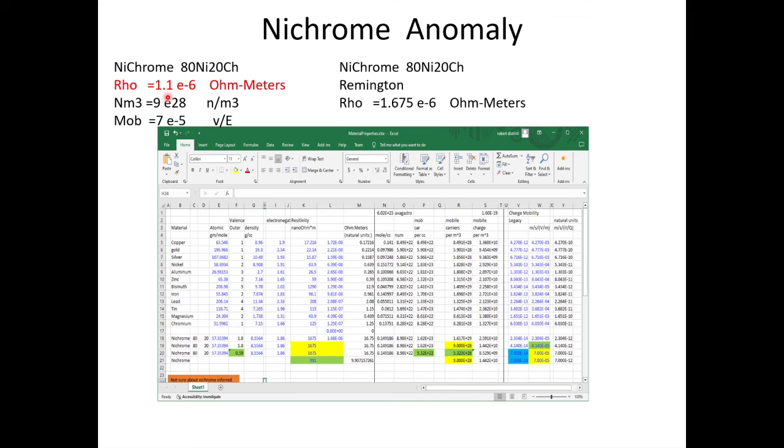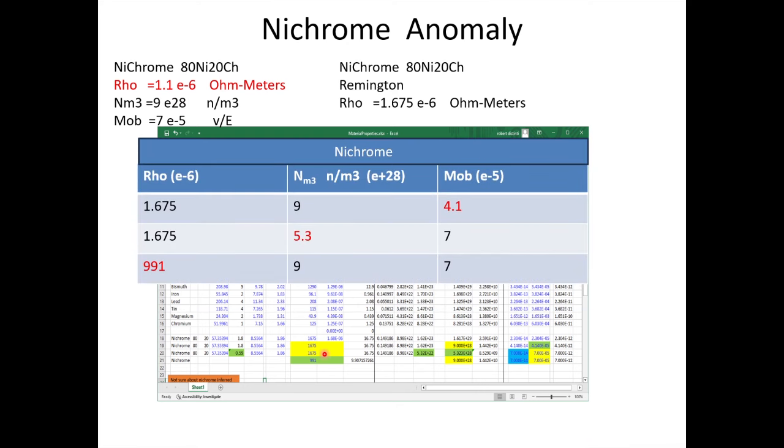Big difference. Okay, now what I've done is I put it into the spreadsheet. I know the spreadsheet's an eye chart, but let me just present on top of this what I'm trying to get across here. So what this chart shows is that if you have any two of the components, you can compute the third. In the first case, I put in the measured value for rho, and I put in the measured value for the number of mobile carriers, and this is the number of mobile carriers per unit volume, and this is 9 times 10 to the 28. And then from those, if I try to compute the mobility, I get 4.1 times 10 to the minus 5.